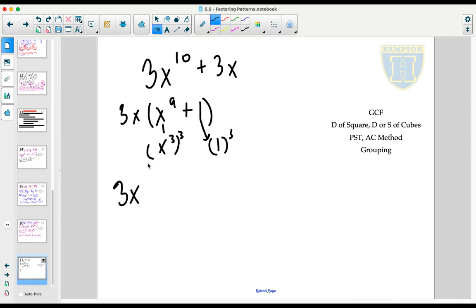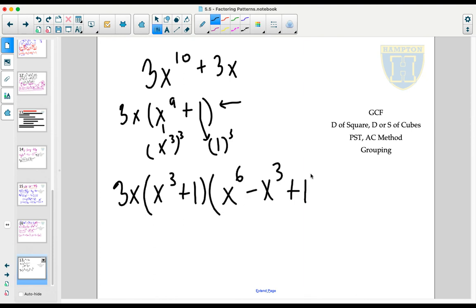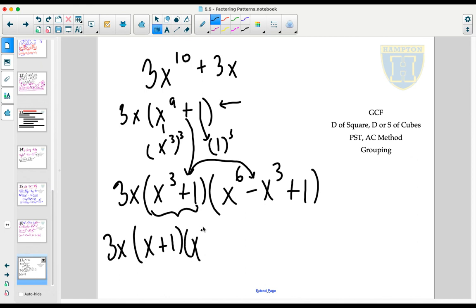So our next line is going to factor that binomial into the binomial-trinomial combination that we know from the sum of cubes. x cubed plus 1, x to the 6th minus x cubed plus 1. Again, making sure that those signs match, but that one is different. We check here, and we see another sum of cubes, so that can be factored a little bit more. x to the 3rd plus 1 becomes x plus 1, x squared minus x plus 1. That's just the factorization of x cubed plus 1.